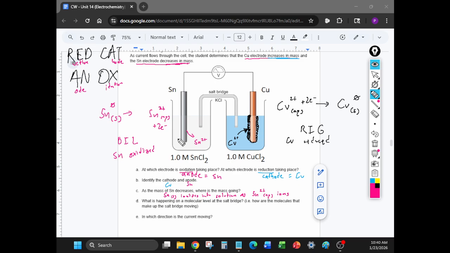Part D, what's happening at a molecular level at the salt bridge? Salt bridge is made out of KCl. How are the molecules that make up the salt bridge moving? Well, the salt bridge is made of KCl. We know that KCl is K+ and Cl-.